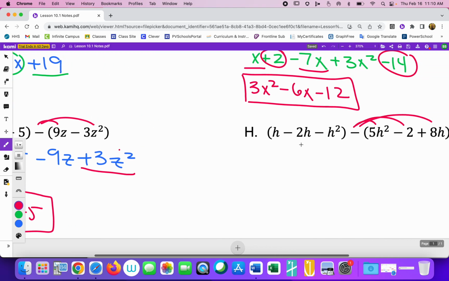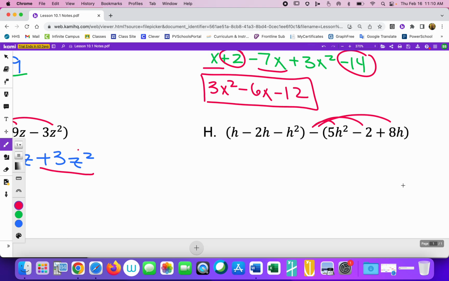Anyone have an answer for H? Alice. Negative 6h to the second power, plus 7h, minus 2. We agree? No. Jason, what did you do? Oh, I was just kind of doing it. Hold on. Okay, I have negative 6h to the second minus 9h, then plus 2. Me too. Yeah, I got that. Anything different? So we all have one of those on our paper?